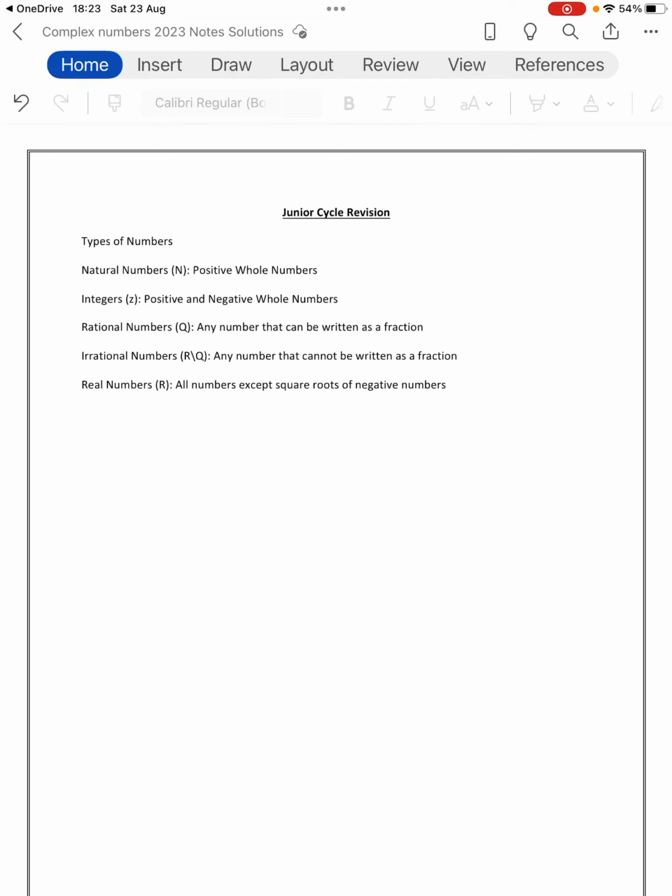We're going to take a little look at the beginning of complex numbers. So the first thing we're going to do is just link this back to our junior cert. In the junior cert, we would have looked at different types of numbers. We have them written there: natural numbers, integers, rational numbers, irrational numbers, and real numbers. They were all at junior cert level.